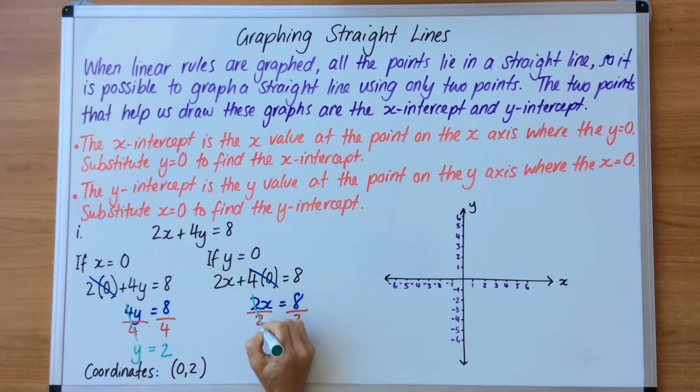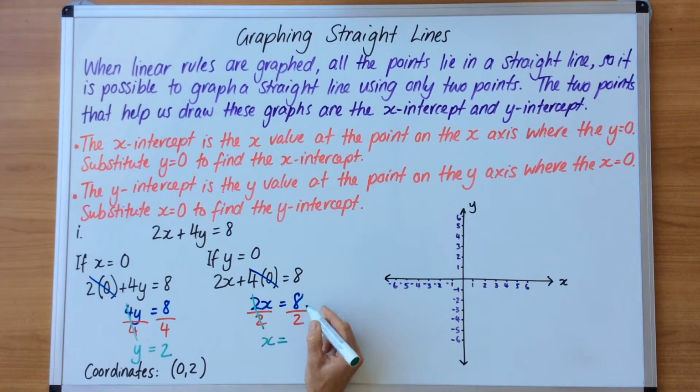2 divided by 2 cancels out, and we drop the x down. 2 divided by 2 equals 1. We don't put a 1 in front of the x, that's why we say it cancels out. Equal sign, how many times does 2 go into 8? It goes 4 times. Now we have the value of x.